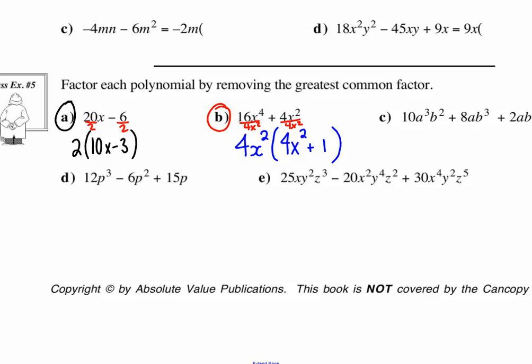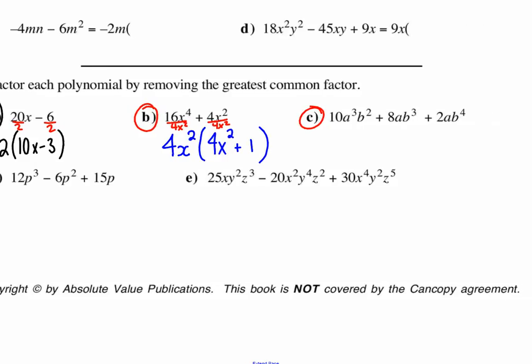Good? Want to try C on your own? You can just try. Okay, do you want me to do C with you and you try D?